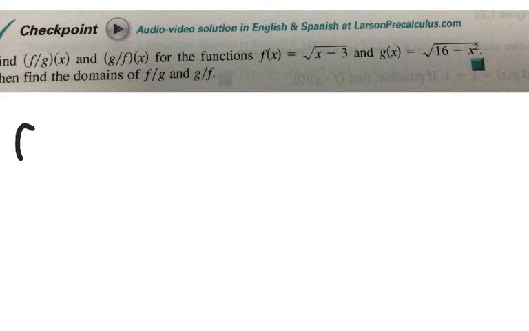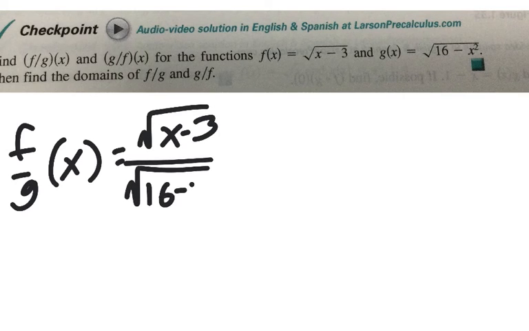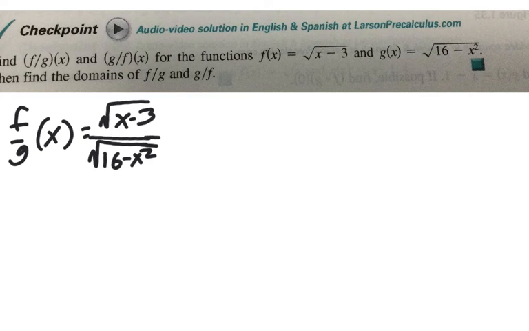Hopefully everybody can find f divided by g. That should be radical x minus 3 over radical 16 minus x squared. Right, can we all do that? Okay, yeah. Now, the next thing we have to do is find the domain for f divided by g. So let's just focus on that before we even do the next one.